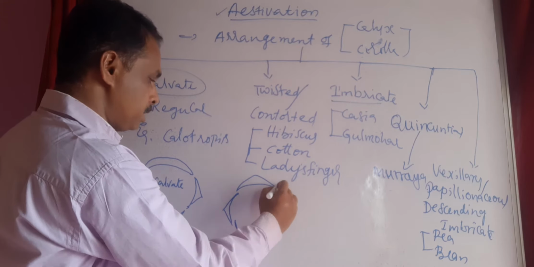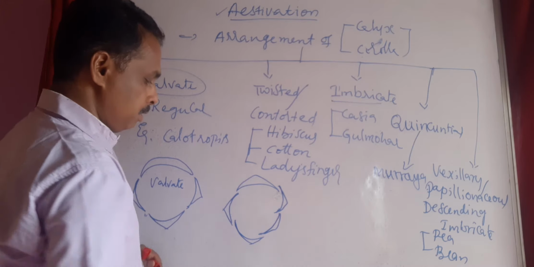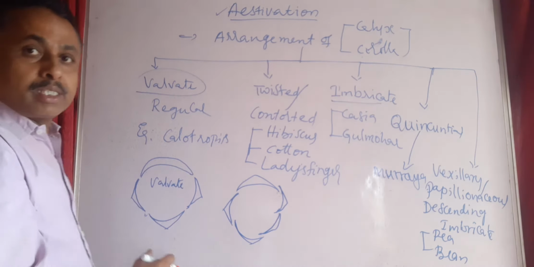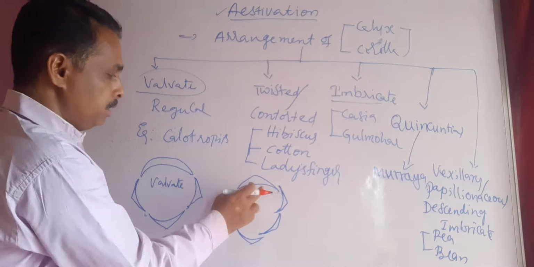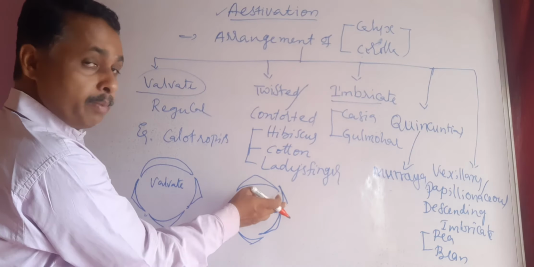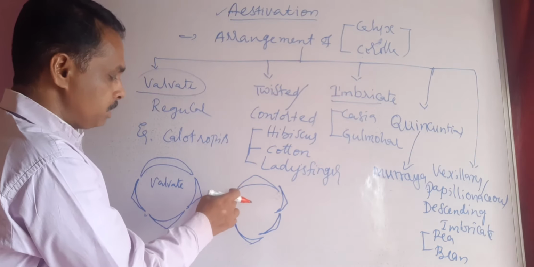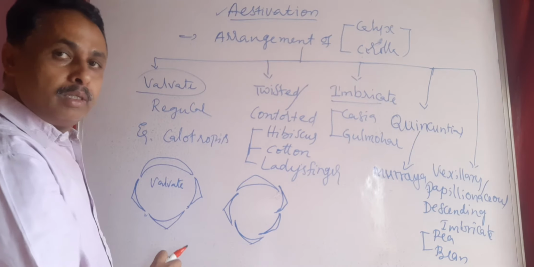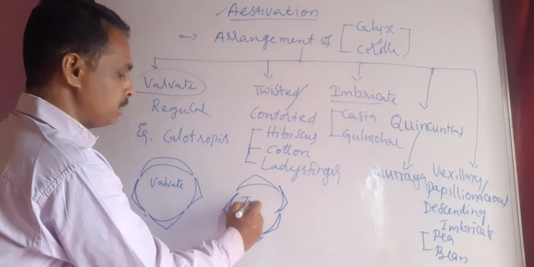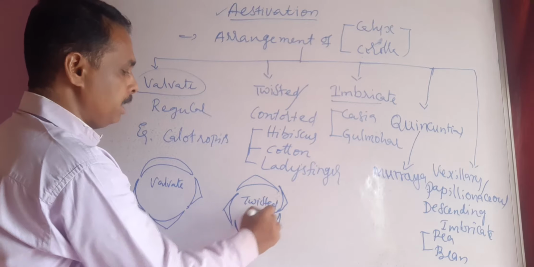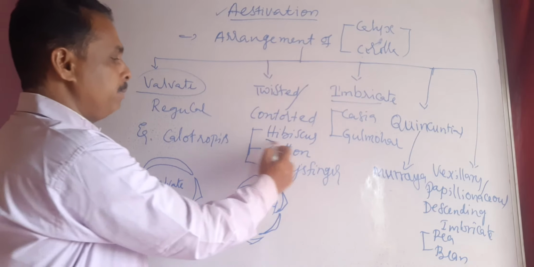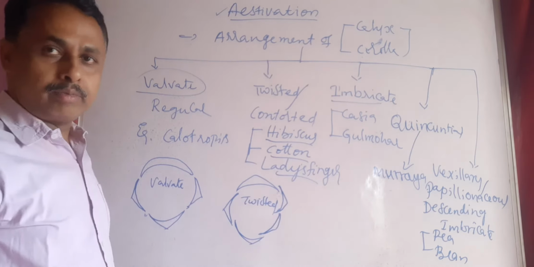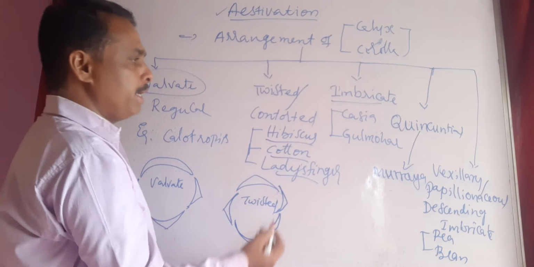This type of aestivation is called twisted aestivation. See, the lobe of this member is overlapped by this one, in a regular manner. That's why it is called twisted aestivation. This is seen in hibiscus, cotton, and lady's finger. We have seen it.